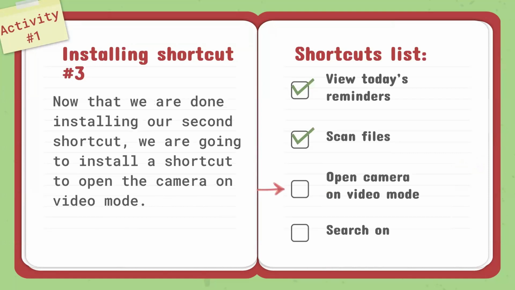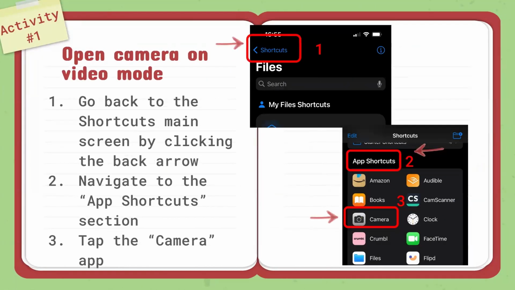The third shortcut we're going to talk about today is to open your camera on video mode. This can be very useful if you want an easy way to access your camera without having to switch manually to the video mode. So again, we're going to go back to our main shortcuts menu as we did earlier, and we're going to see that app shortcuts section. And underneath in the list of apps, this time we're going to find the Camera app, which is how you typically take photos and videos.